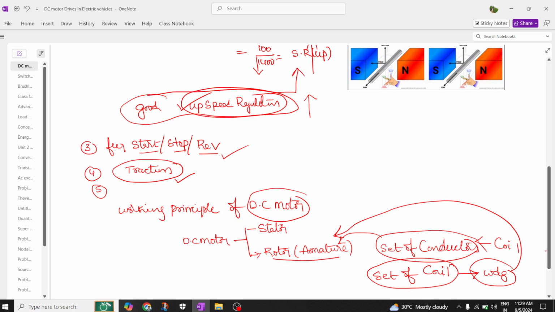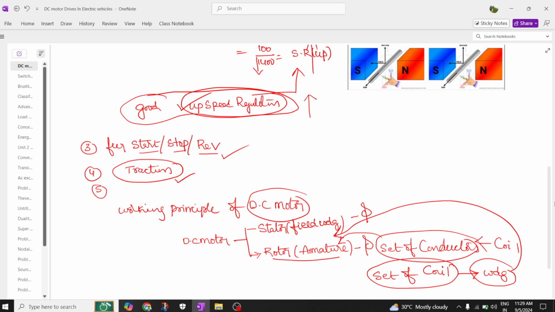But in the stator part, you are going to have the field winding. So here we are going to have the field winding. The purpose of this field winding is to produce the magnetic flux. The purpose of this armature is also to produce magnetic flux. The interaction of these will propel our DC motor.